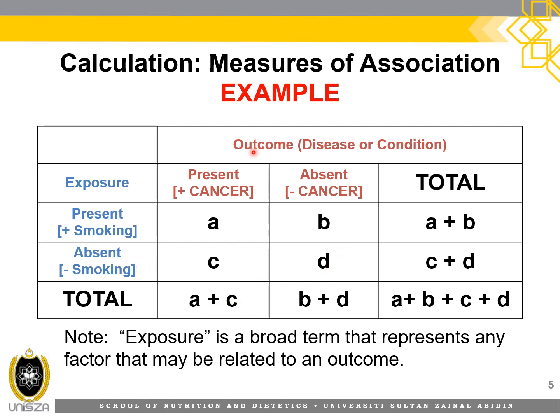So the total for the present outcome is A plus C, while the absent outcome is B plus D. The total for the exposure present is A plus B, and for the exposure absent is C plus D. And the whole total of subjects involved in this 2 by 2 contingency table is A plus B plus C plus D.